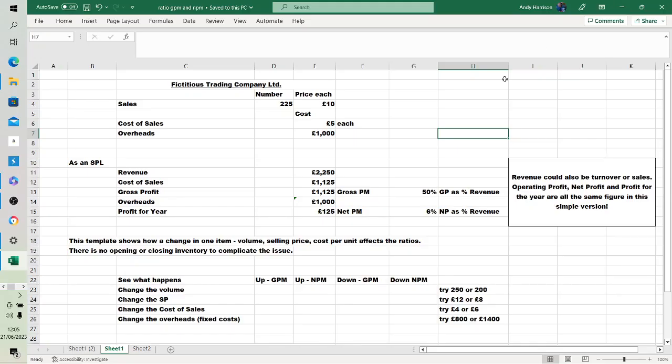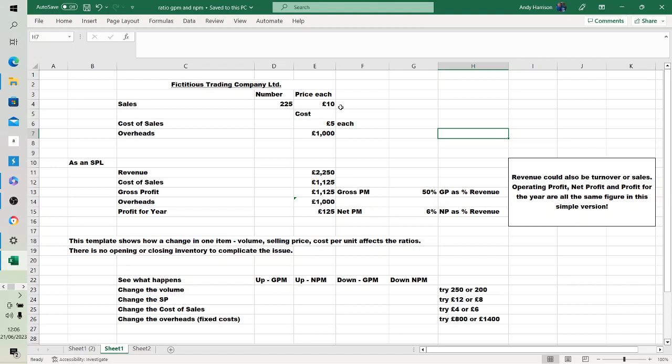Hello accounts people, time to go back to ratios, just a specific focus on the changes affecting gross profit margin and net profit margin. We're still finding students getting a little bit confused, so a little bit of practical demonstration should solve the problem.